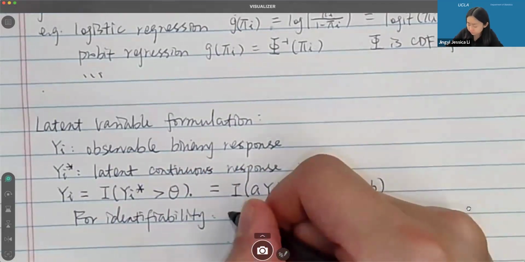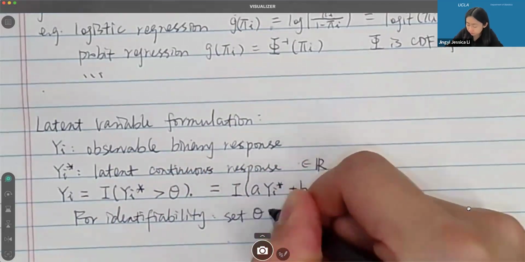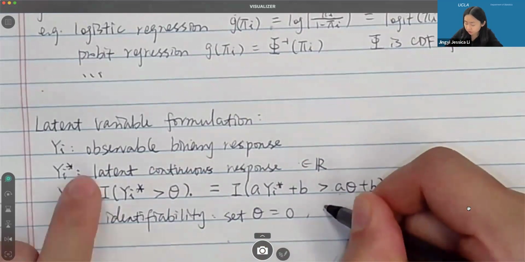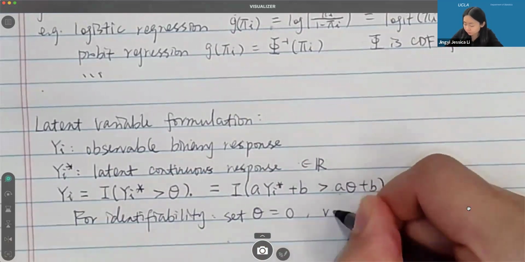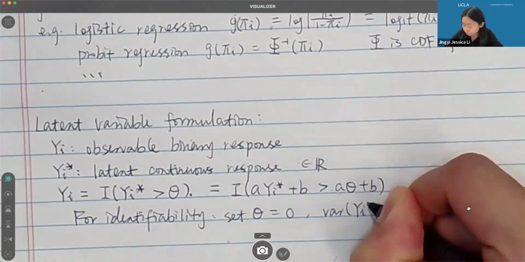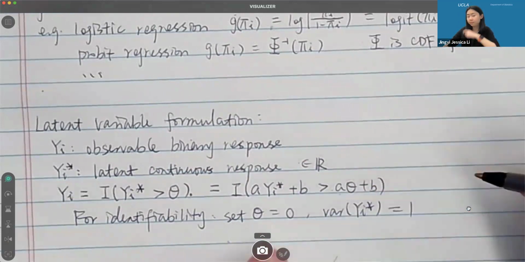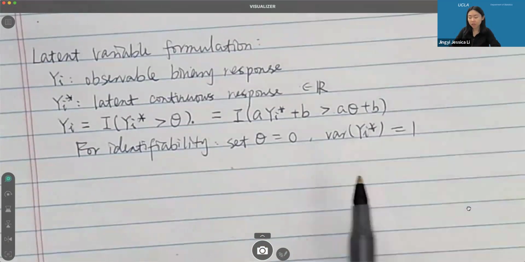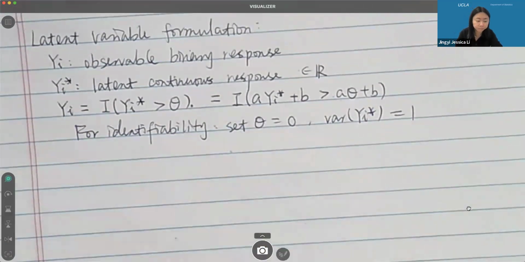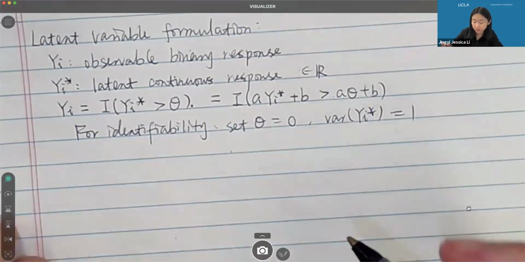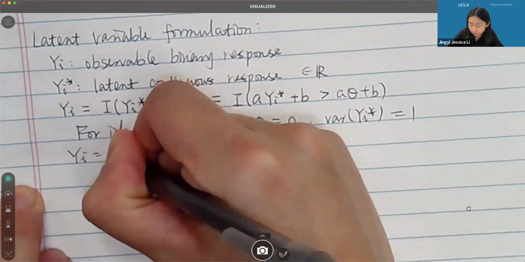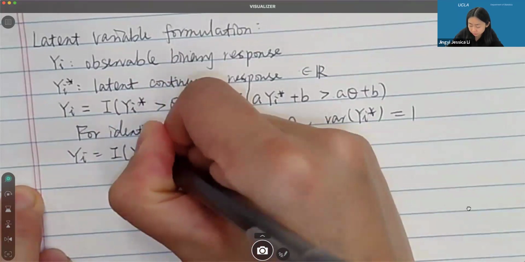we set theta to 0. We can just set it to 0. And also, we can set this continuous latent response yi star to have variance equal to 1. We can set this. So then there's no ambiguity in terms of the scaling and shift. So therefore, you see, we would have yi just as the indicator function of yi star being positive.